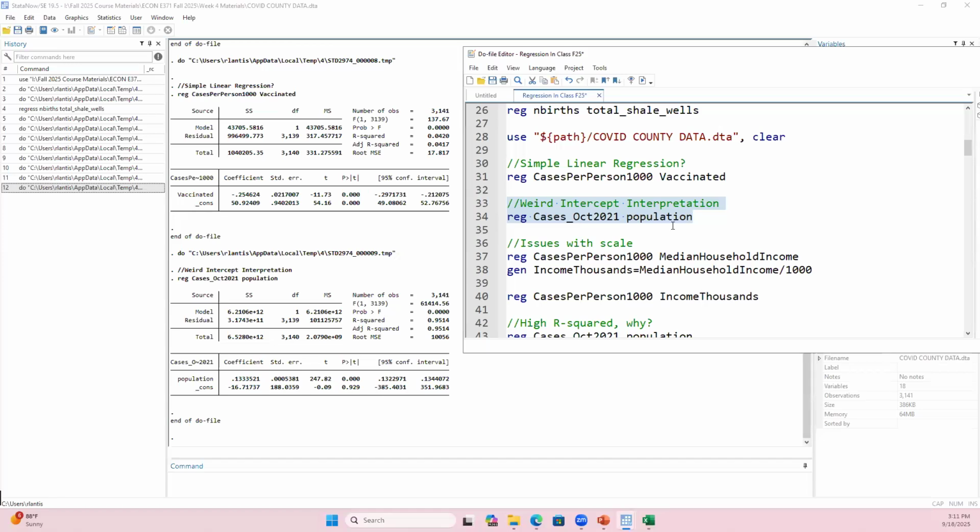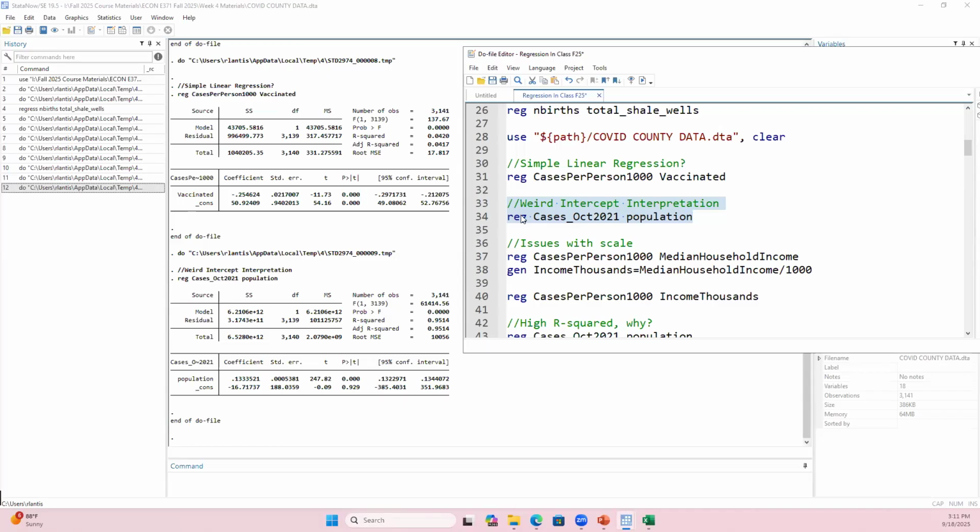Now, how would I interpret this coefficient? If I remember right, the number of cases was per person. So having one more person in my county increases the number of cases per person in my county by 0.1. So what's the economic significance of this? Having one more person meant it was kind of increasing the spread. Not every person you add is going to have one more person catch it.